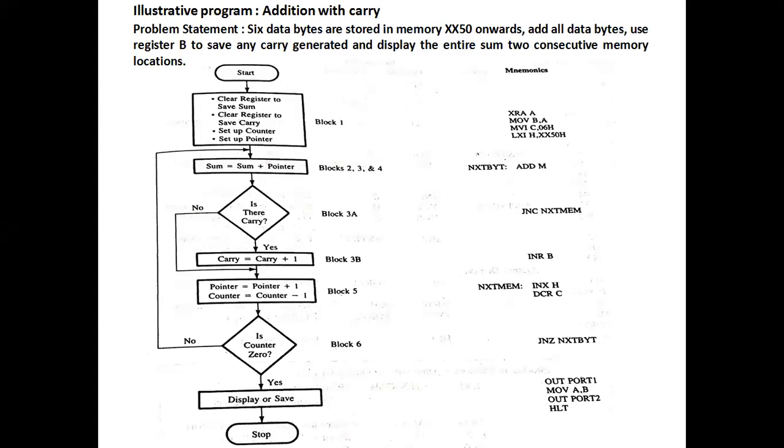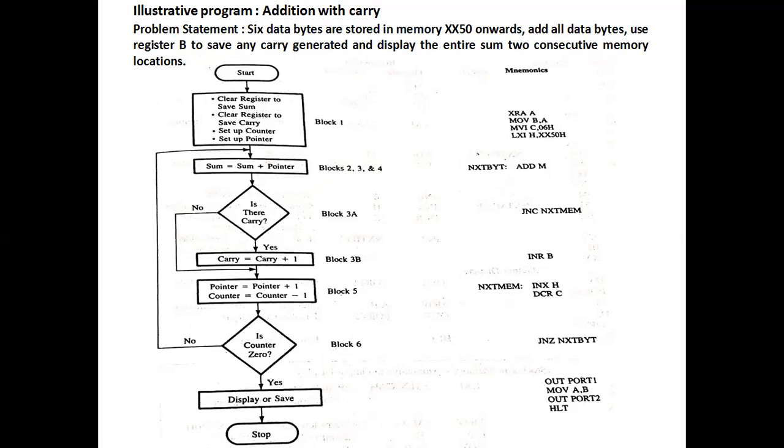So this is the program. This is the problem statement in which we have 6 data bytes stored in memory. You have to add all the data bytes, use register B to save any carry generated, and display the entire sum at 2 consecutive memory locations. So we have 6 data bytes.